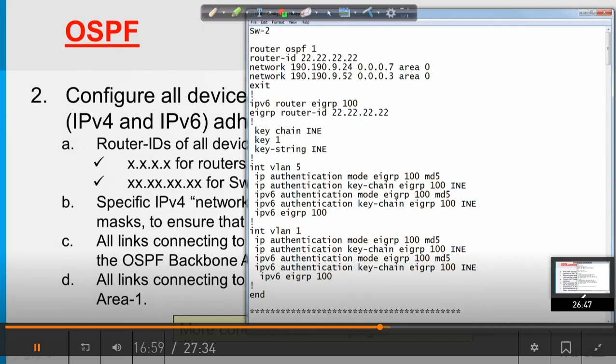So we've got the router IDs, we've got the OSPF process, we've got the correct network statements. For those routers that have loopbacks, we already have passive interface commands. Great.